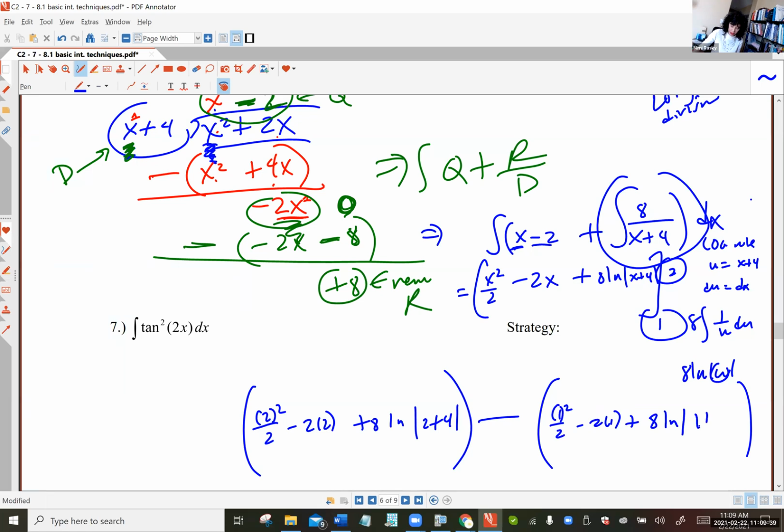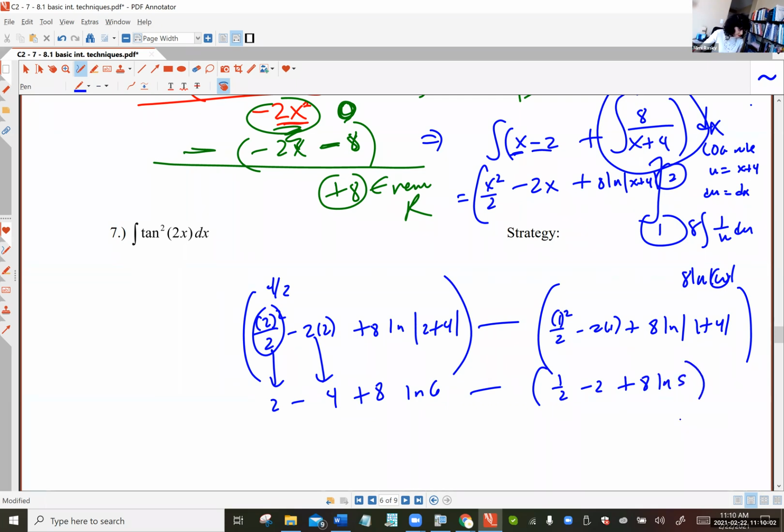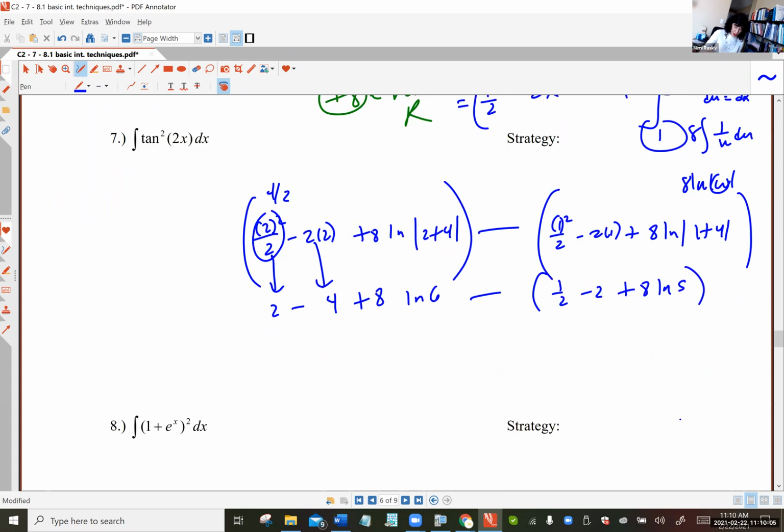Oh God, this is a nightmare. Clean this up. So this is 4 over 2, which reduces to 2, minus 2 times 2 is 4, plus 8 ln of 6. And then minus, what do we have here? We have a half minus 2 plus 8 ln of 1 plus 4, which is 5. So I'm going to distribute this negative here. What's this? 2 minus 4, negative 2 plus 8.